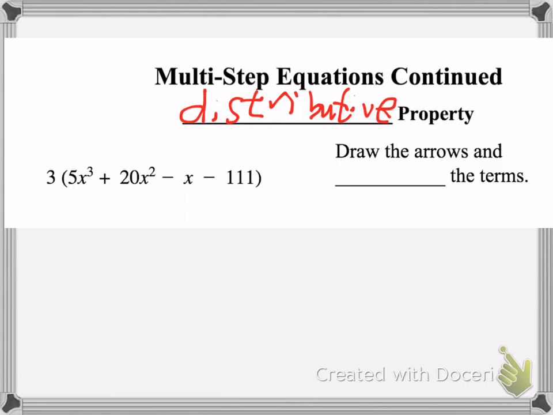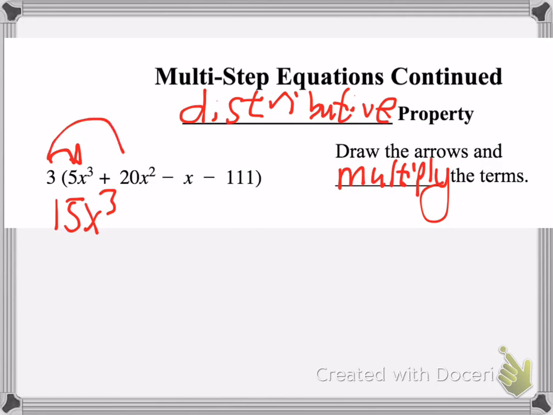Oh, no, that's wrong. Draw the arrows and multiply. Wow, that was terrible. Get it together, Mr. Bloom. So we're going to draw the arrows. We got 3 times 5x cubed. So just 3 times 5, 15x cubed. 3 times 20, uh-oh, it's getting pretty big. 3 times 20, x squared. 3 times 20 is 60, and that x squared just comes along for the ride.